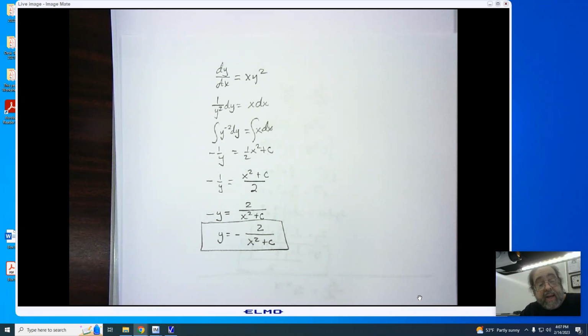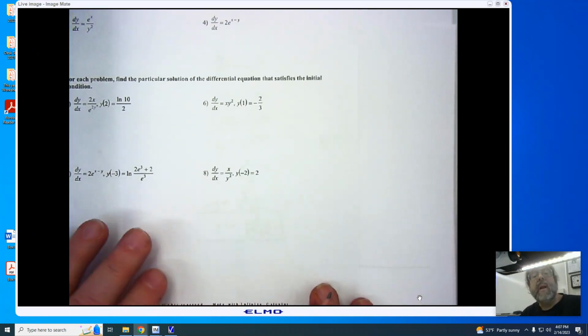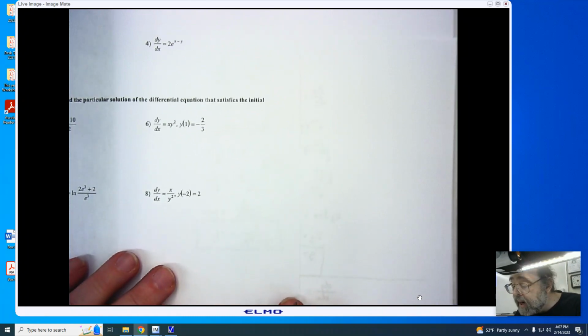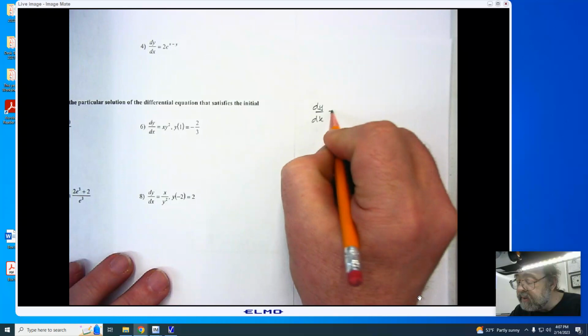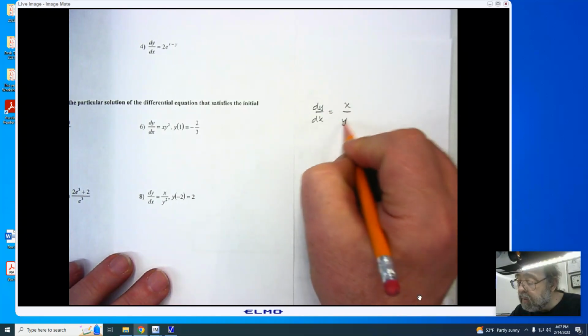Let's go ahead and take a look at our last problem. This one is number 8. Number 8 is giving me dy dx. I'm going to write it down. Dy dx is equal to x over y squared.